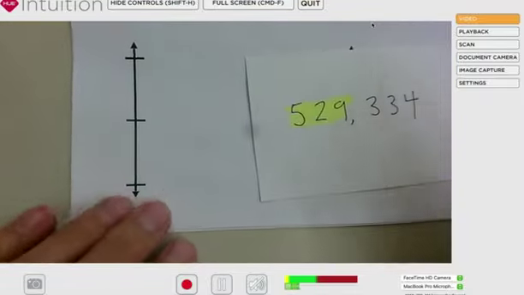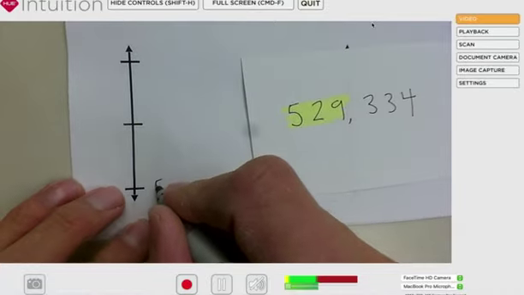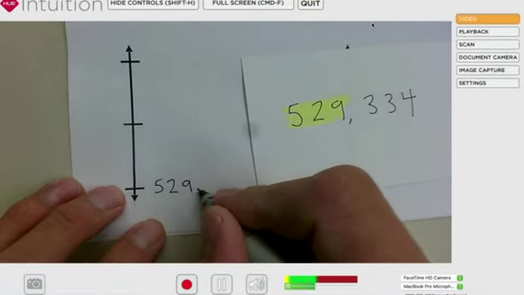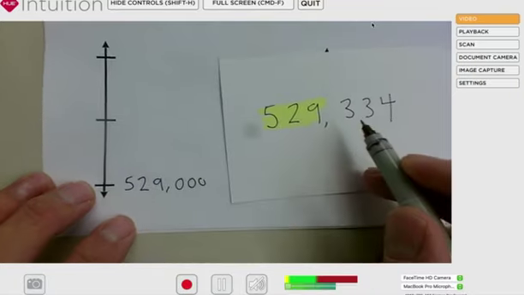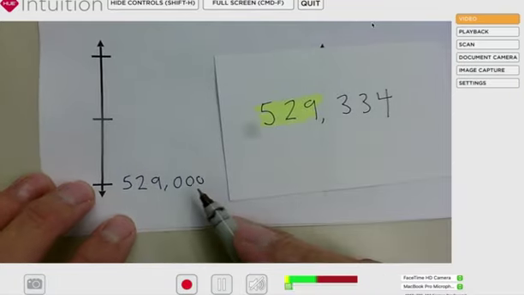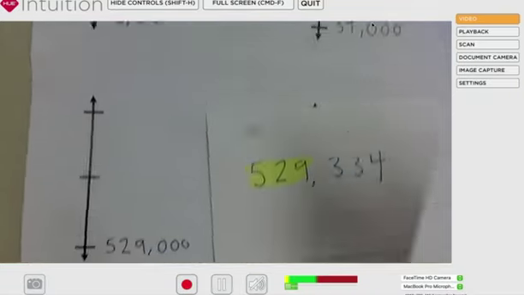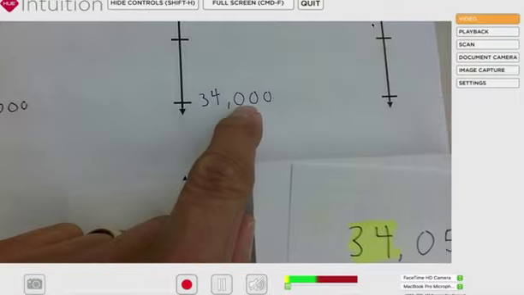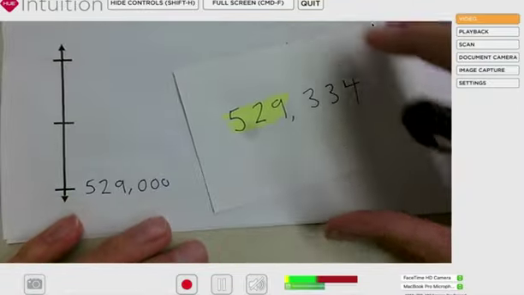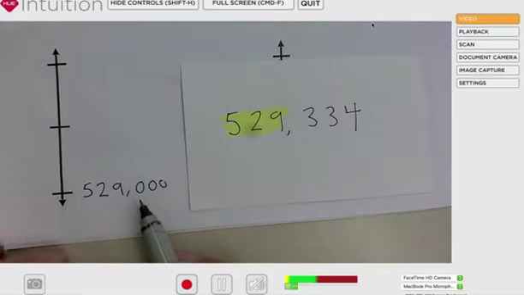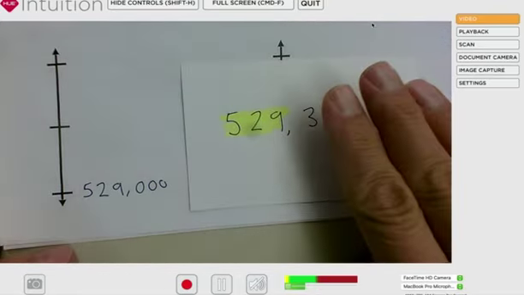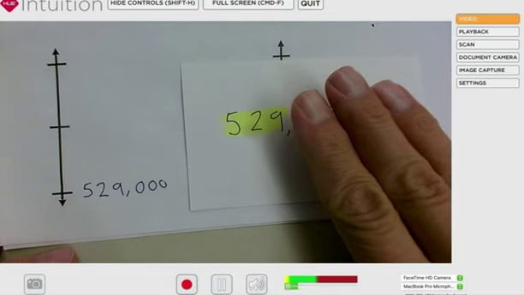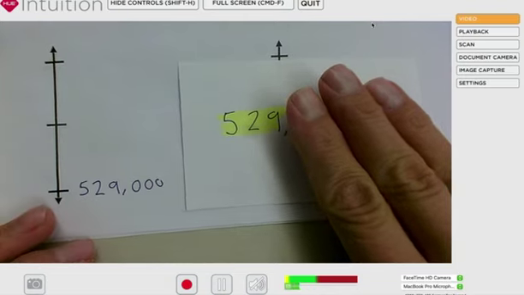So for this one right here, if it stays the same, it stays at 529,000. Notice how all these other ones turn into zeros, just like in these examples up here. All these turned into zeros. All these turned into zeros. So please make sure that we're remembering that, okay? So again, if we stay the same, 529,000.